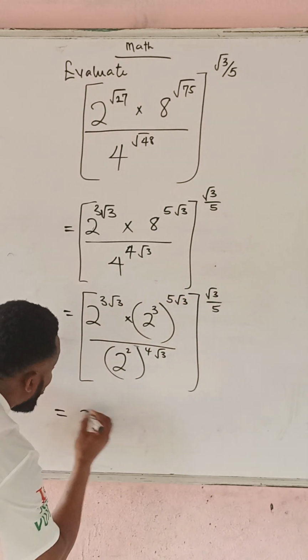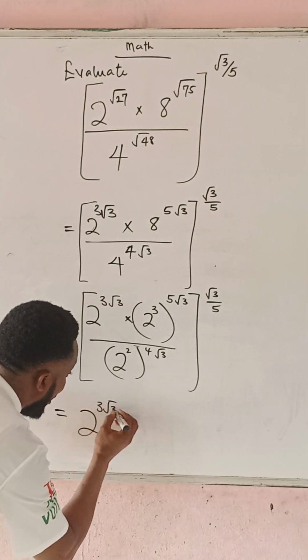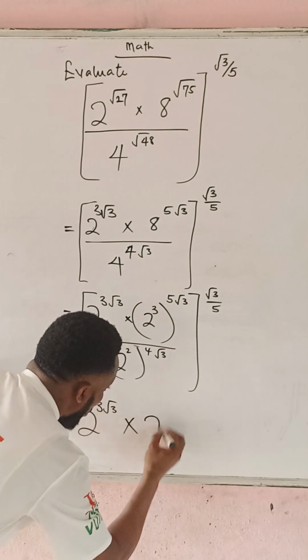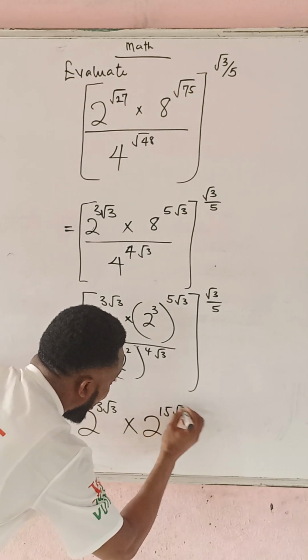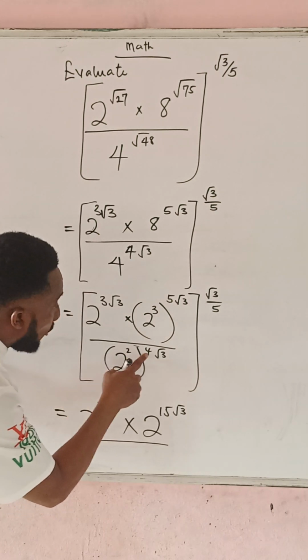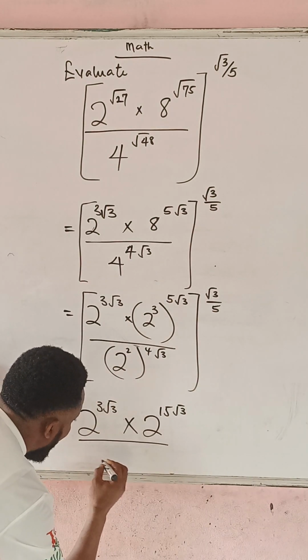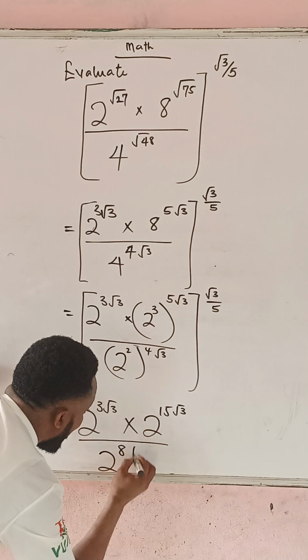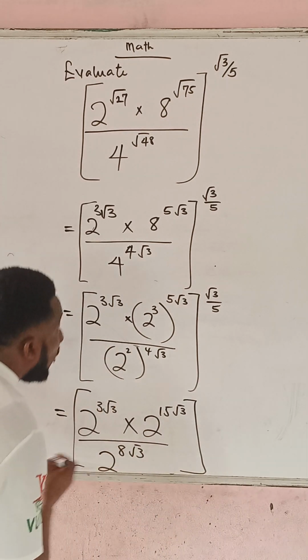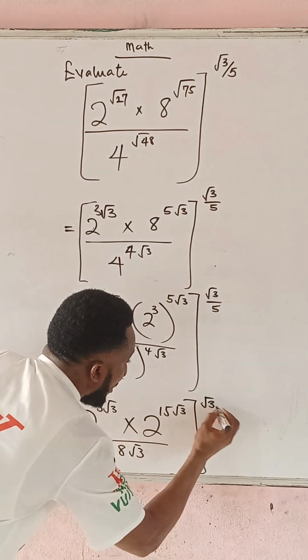So we are going to write 2 to the power of 3 root 3 multiply 3 times 5 is 15. 2 to the power of 15 root 3, divided by, here 2 multiply 4 root 3 is 8 root 3. That would be 2 raised to the power 8 root 3. Everything in parentheses, all raised to the power of root 3 on 5.